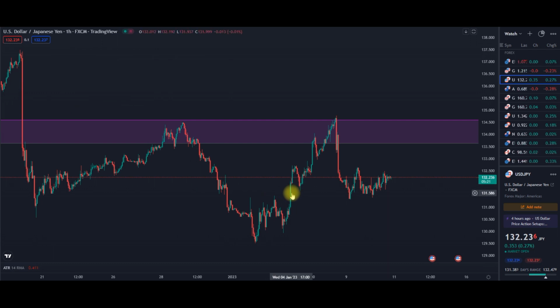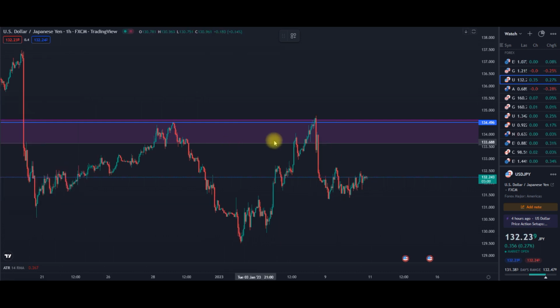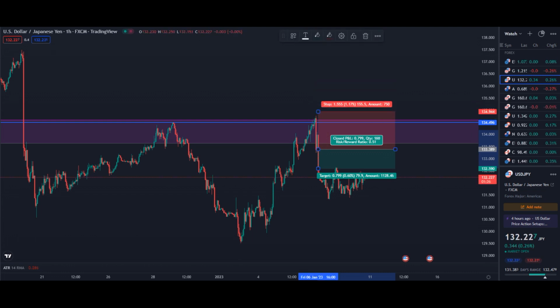And since we're in a downtrend now, we look for a double top, which we have a beautiful double top here, right in the resistance level. That's why this will be our trade entry. We'll put a short position. Set the stop loss 10 to 20 pips above the last high.